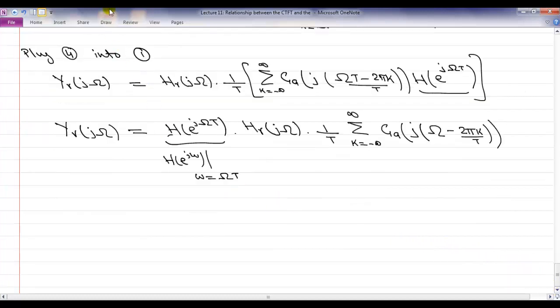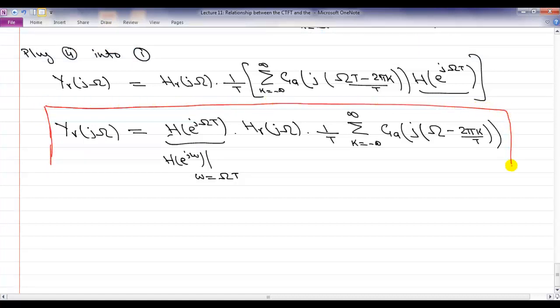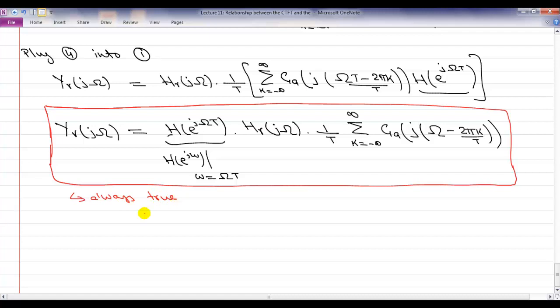Now this expression, up to this point, you will note that I have not made any assumptions on anything. What is the reconstruction filter, whether we had aliasing or not. So this is always true. And if you are interested in finding out what the output will look like, you can use this expression and find out what will be the effect of having a discrete time system in your block diagram.